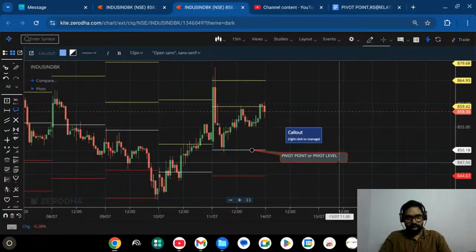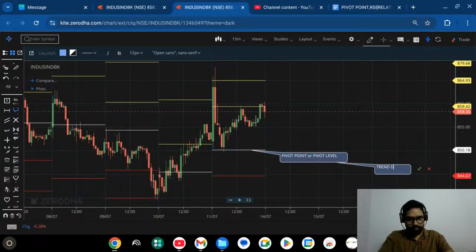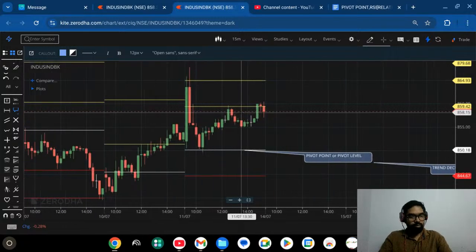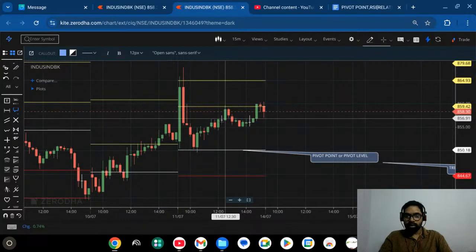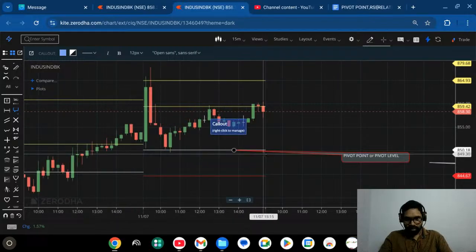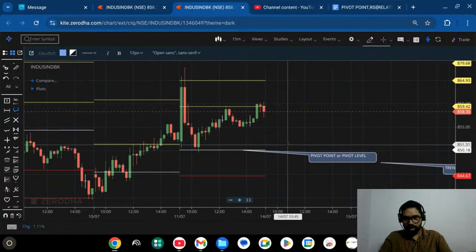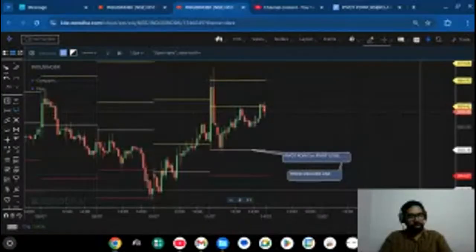Okay, what it does is it is a trend decider line, technically. No need to worry about that. I will give you the notes of this indicator as well. So now see, I just used the 15 minutes time frame and I have shown you what this indicator means. So this white line indicates that this is a pivot line. This is my trend decider line.